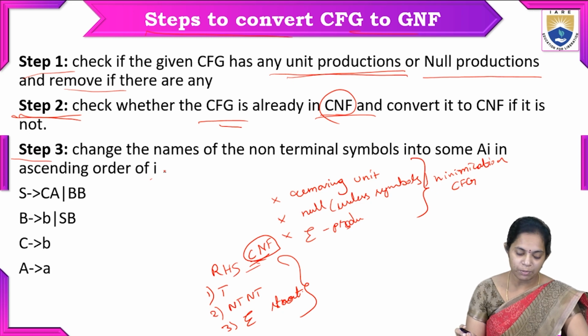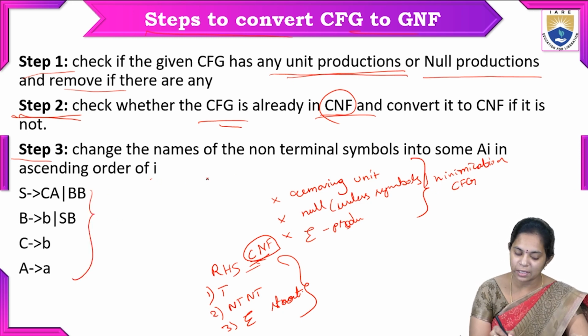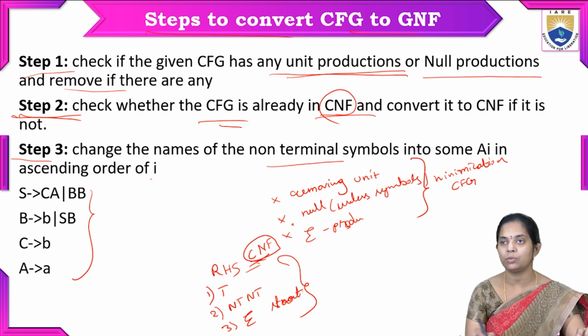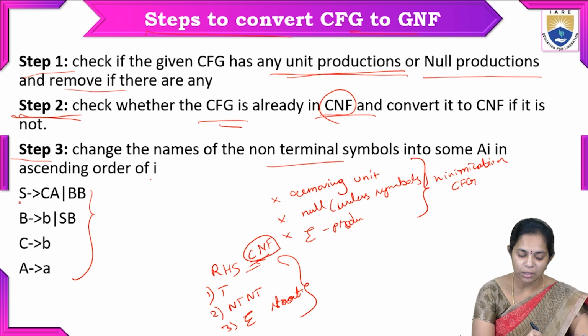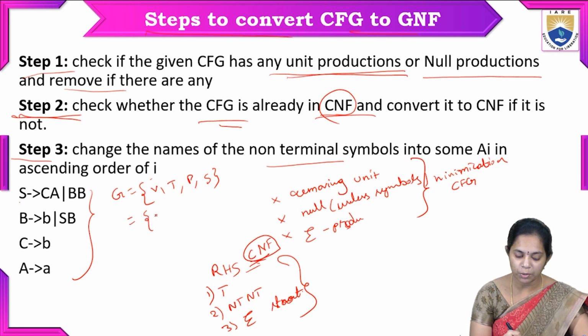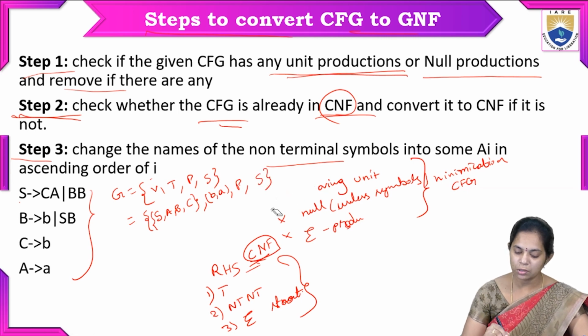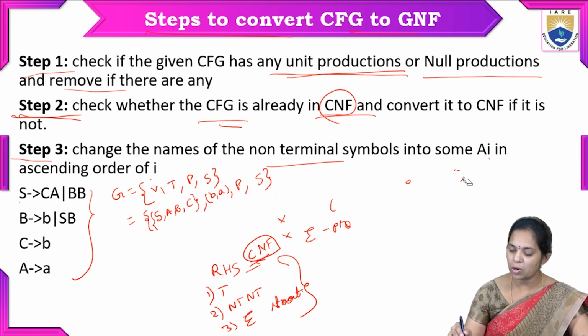So here, let me take this example and we will write this ascending order of assigning non-terminal names to the given grammar. Let me write the grammar first. The grammar has V, T, P and S. Here V is the set of non-terminal symbols S, A, B, C. And the terminals are b, comma, a. And next the production rules, and the start symbol is S. So this is the production grammar for the given context-free grammar.